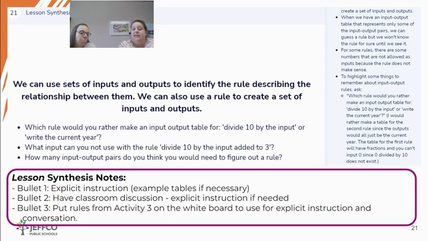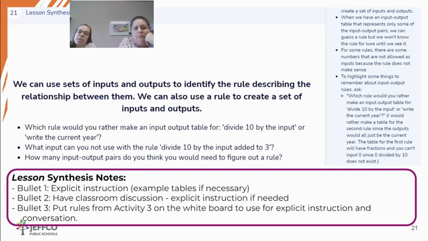There were a few things that we decided. If we needed to, we could use that explicit instruction piece on bullet 1, whether it be from other students or from ourselves. We might make some anchor charts to show the tables and give examples if we needed to. Similarly, with bullet 2, we would be doing the same thing. And then with the last one, Stephanie, what do we have to do on that one?